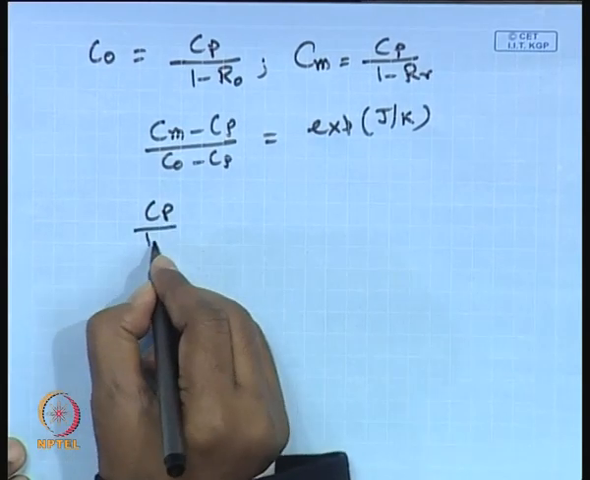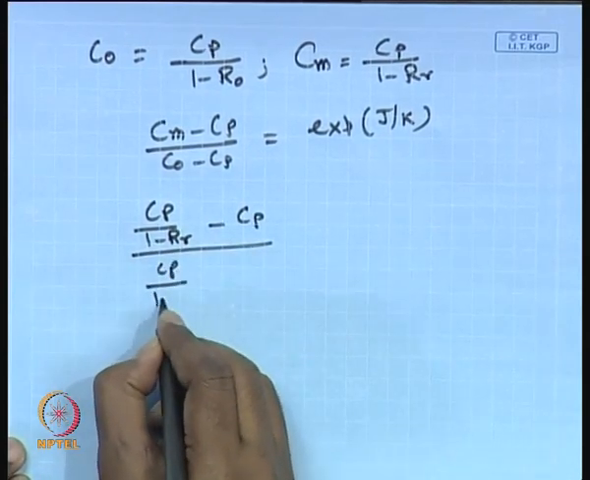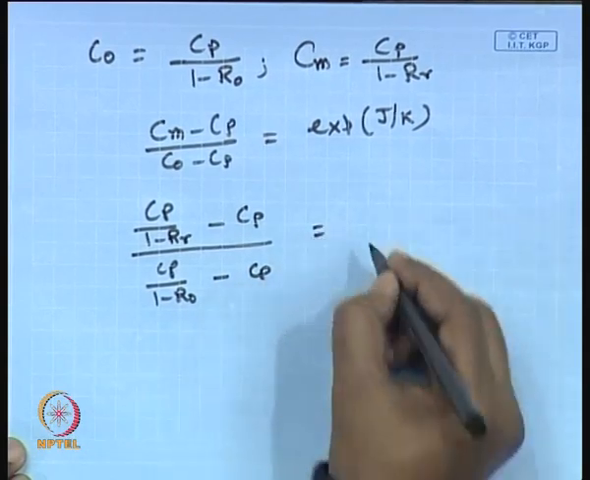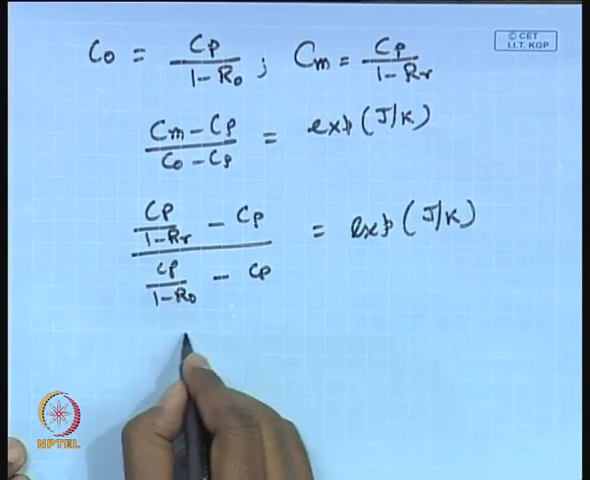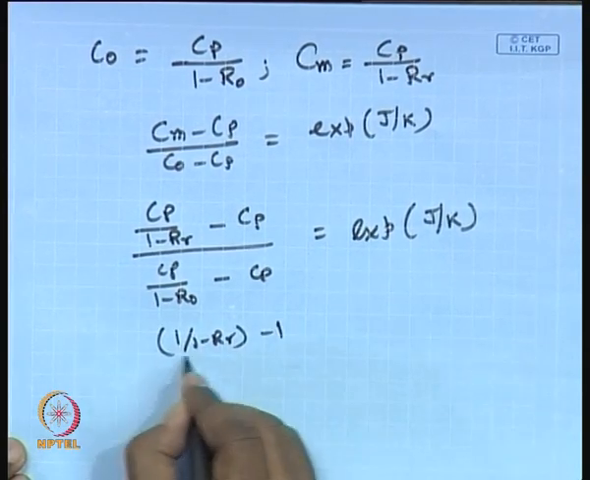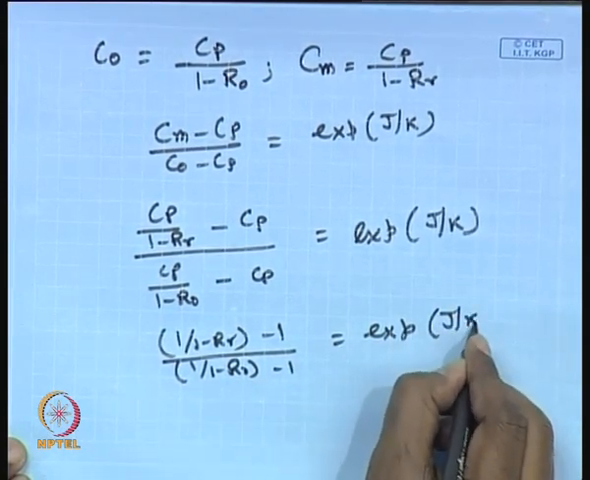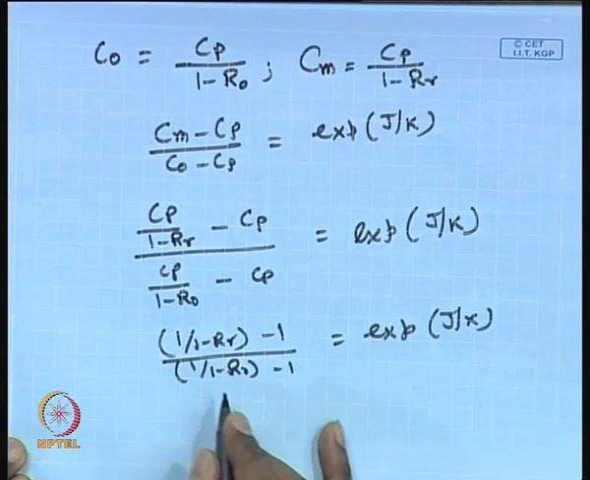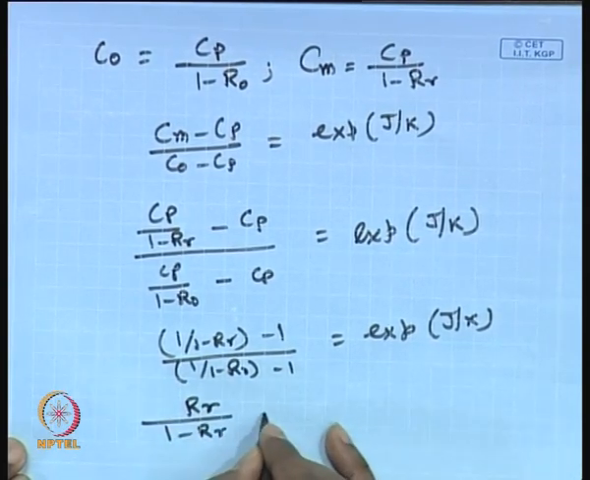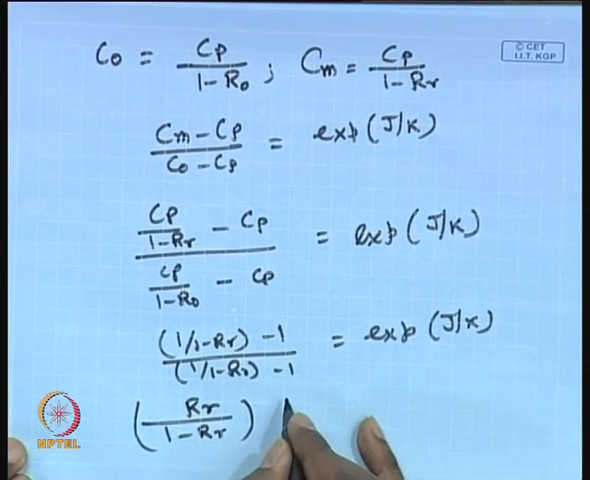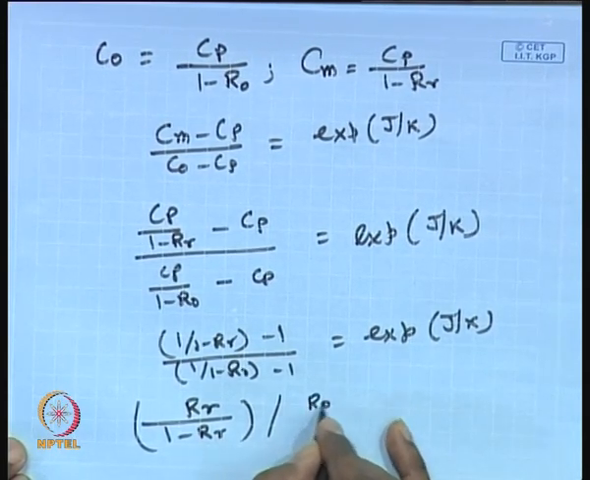Cm will be nothing but Cp divided by 1 minus Rr, minus Cp. C naught will be Cp divided by 1 minus R naught, minus Cp, is equal to exponential J by K. Now, Cp will be cancelled from all the terms. So, what we will be getting is (1 by 1 minus Rr minus 1) divided by (1 by 1 minus Ro minus 1) is equal to exponential J by K. Okay. So, just simplify it. You will be getting Rr divided by 1 minus Rr in the numerator, and in the denominator it will be simply R naught divided by 1 minus R naught.